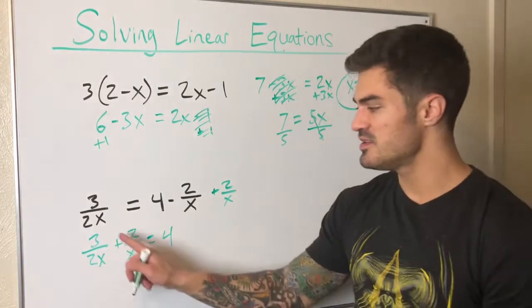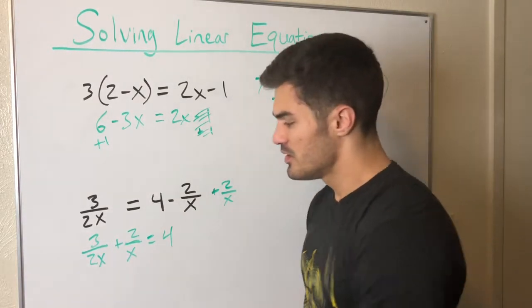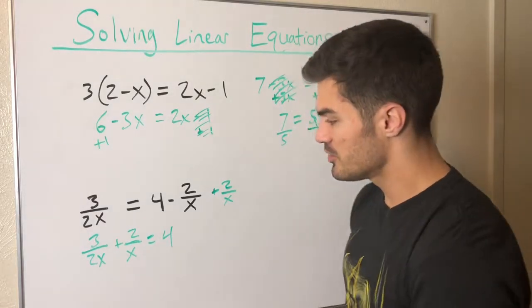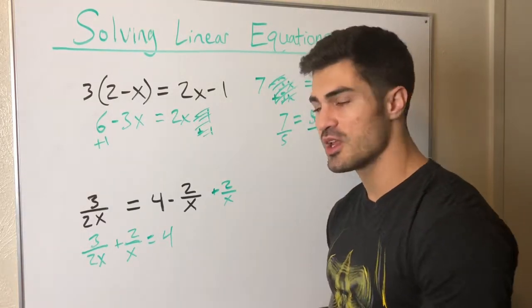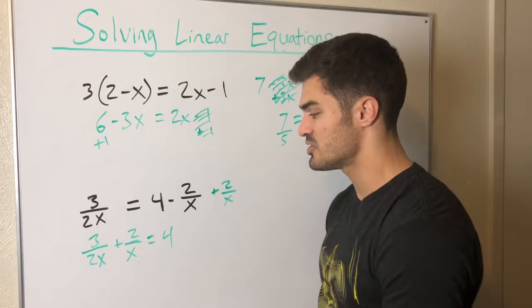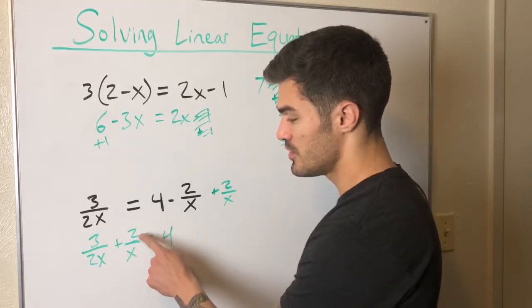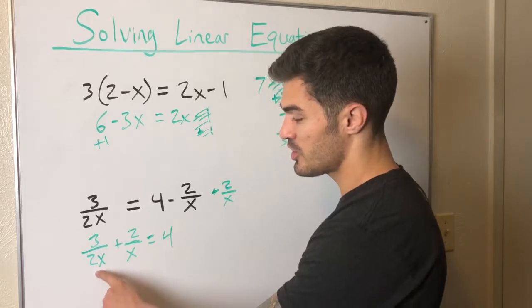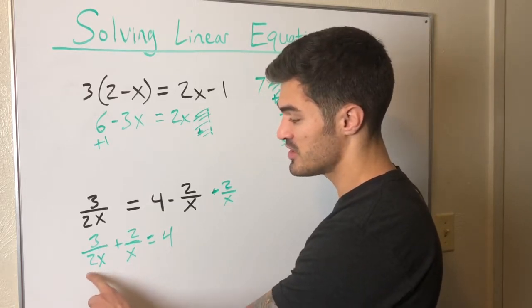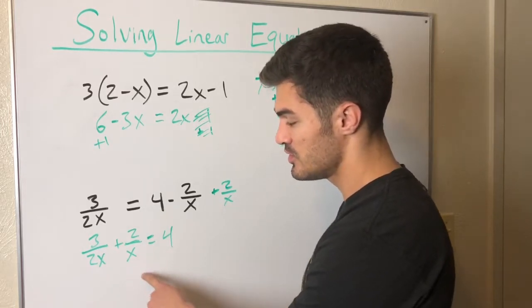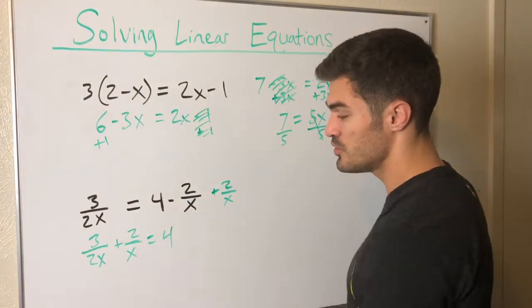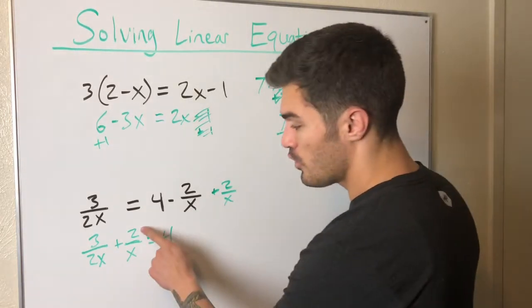Now I need to add these, so I need a common denominator. What can my common denominator be? It's a little tricky because I have x's, but in this case it's actually just going to be 2x, right? Both these denominators share a common factor of x. All that's missing is the 2. So this guy just needs a 2. I'm going to multiply this by 2 over 2, and I get 4 over 2x.